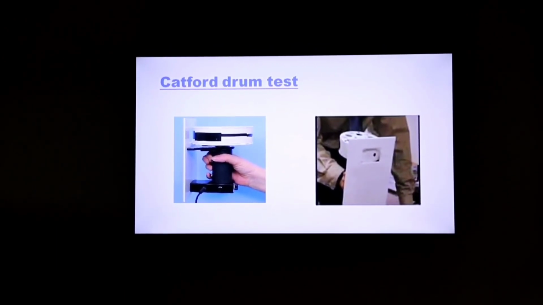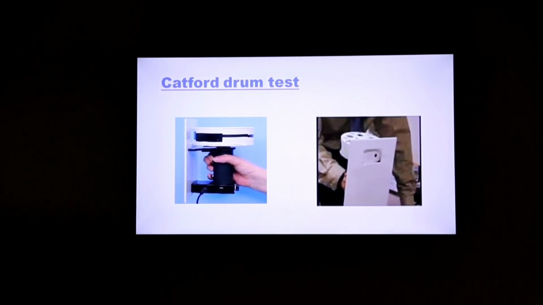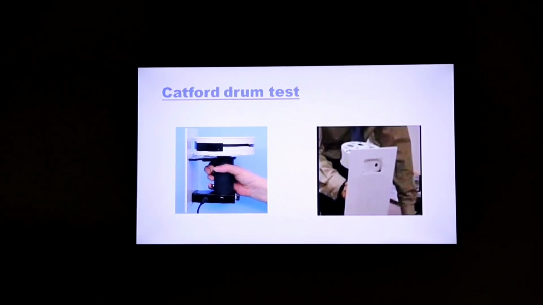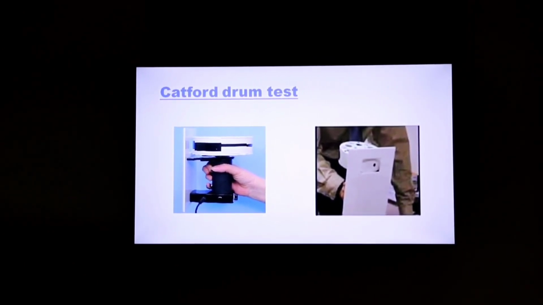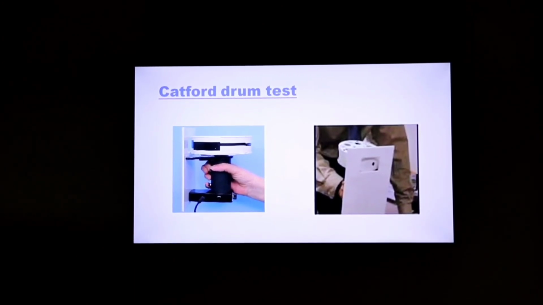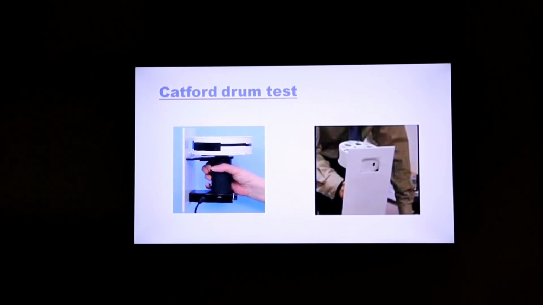Next, Cardiff drum test. In this test, there is a drum and different dots on it, of big, small, and different sizes, which will indicate the visual acuity from 6/60 to 6/16. The smallest dot that evokes the optokinetic response denotes the level of visual acuity.